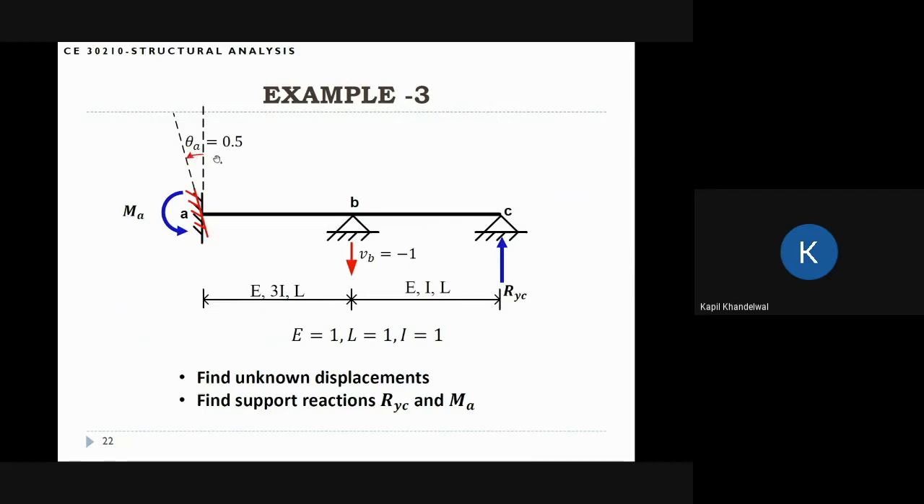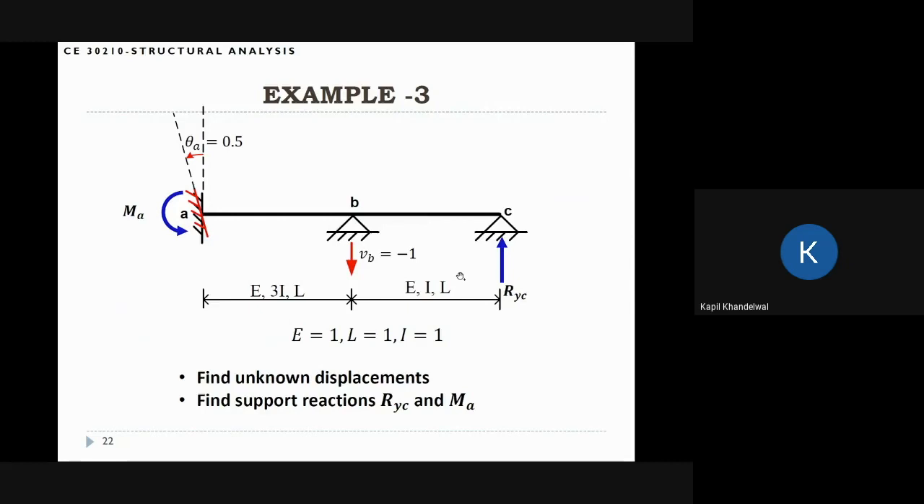And theta A is actually also, in this case, a motion of this support here. So I'm assuming that this support is rotating in the anti-clockwise direction by 0.5. Okay. I'm not putting any units in this problem just to keep things simple.